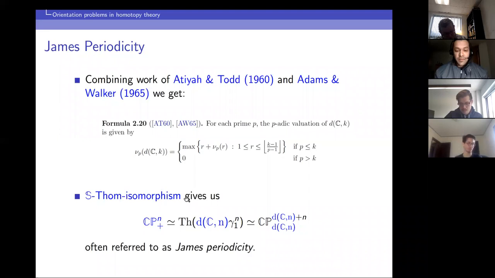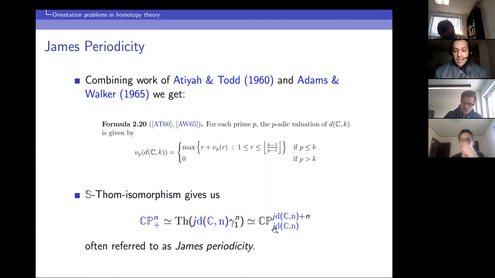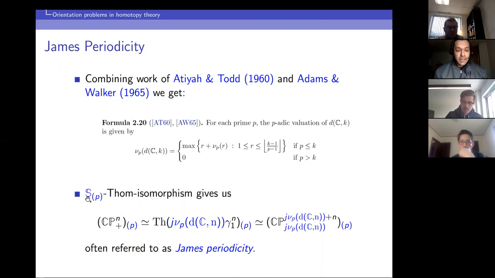Why James periodicity? Because you can stick in, instead of one, any number J in there, positive or negative, and this equivalence still holds. And if you want to, for example, consider localized spherical Thom isomorphism, in this case, you just take the p-adic valuation to determine what the James periodicity is going to be.